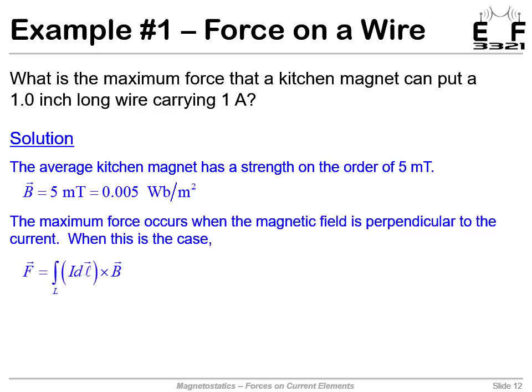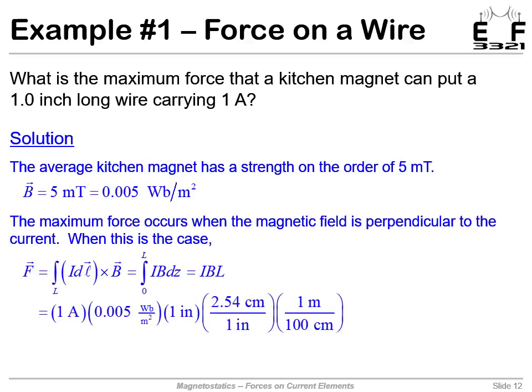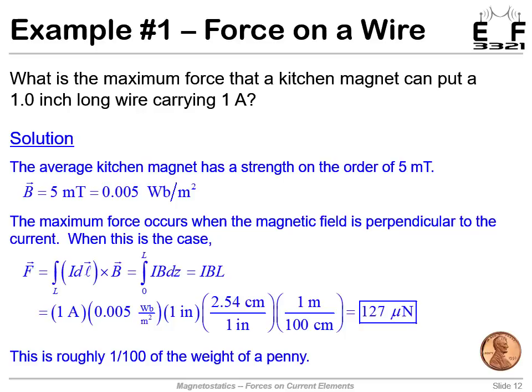So for the force, we'll have to integrate I dL cross B over the length of the wire. We can make an assumption that we will put the magnetic field so that the field is perpendicular to the current in the wire. That really simplifies the math, and our integral just reduces down to IBL: current times the magnitude of the magnetic field times the length of the wire. So we can plug in all of our numbers and we get the force, 127 micronewtons. Well, what is that? It turns out it's about 1/100th of the weight of a penny.